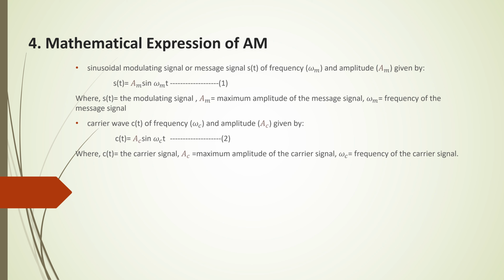Carrier wave c(t) of frequency omega c and amplitude Ac is given by c(t) = Ac sin omega c t, where c(t) is the carrier signal, Ac is the maximum amplitude of the carrier signal, and omega c is the frequency of the carrier signal.